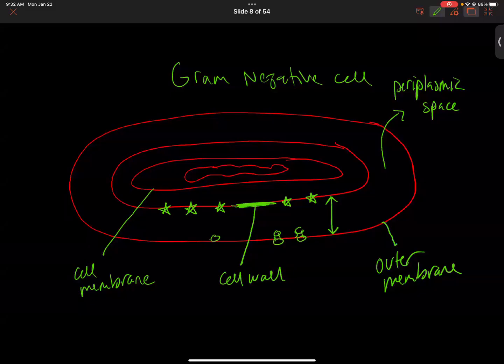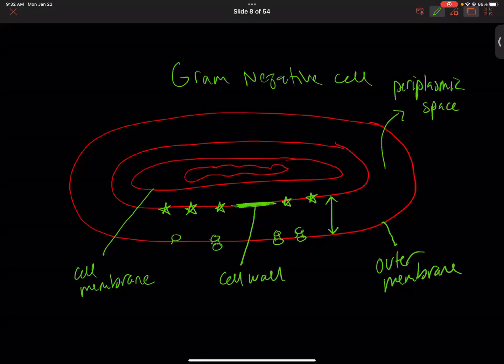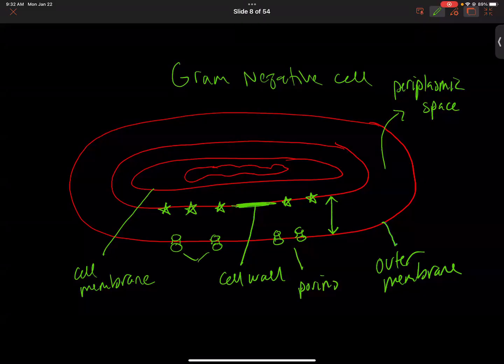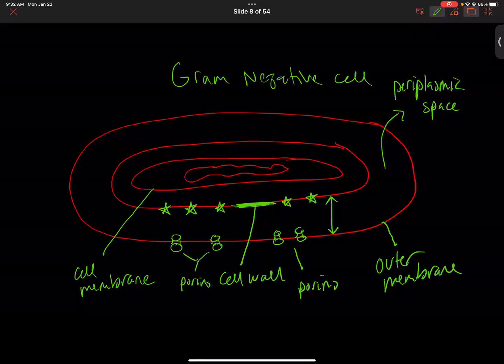We have these channels that are embedded in gram-negative organisms only. And these are called porins. Okay. Porins are the entry portal or the gateway for drugs like the beta-lactams, the penicillins, the cephalosporins, and the carbapenems.